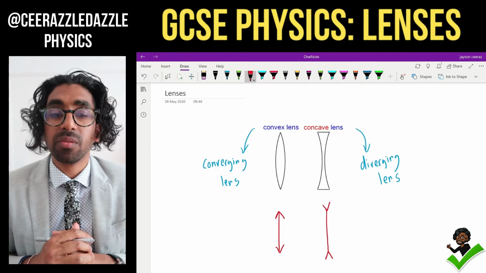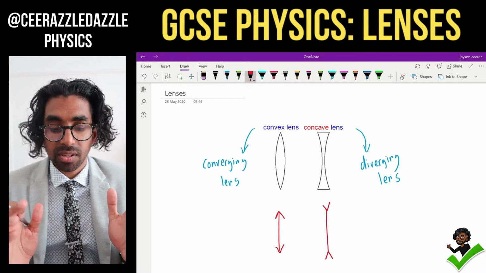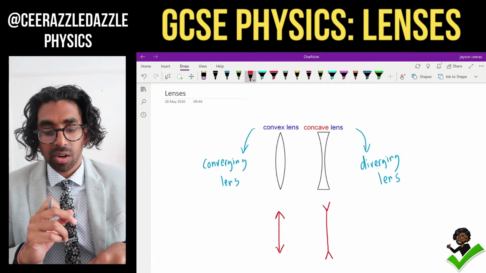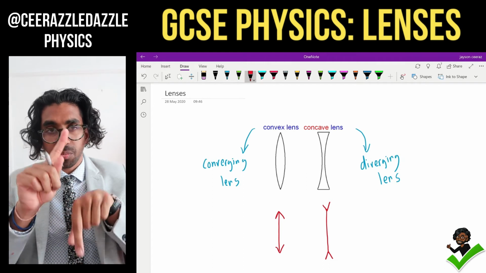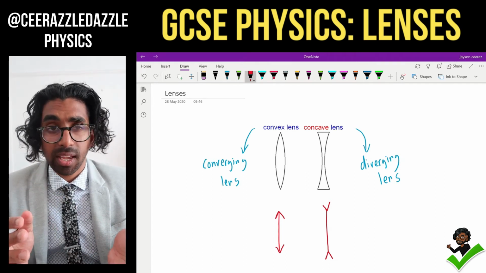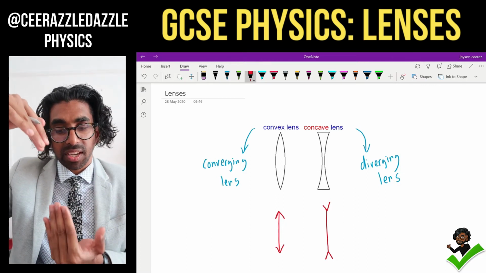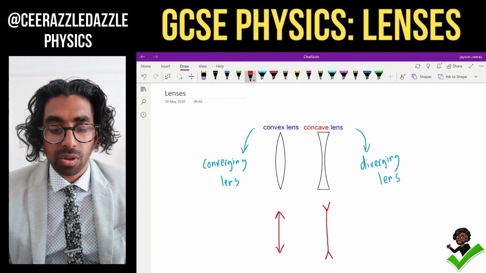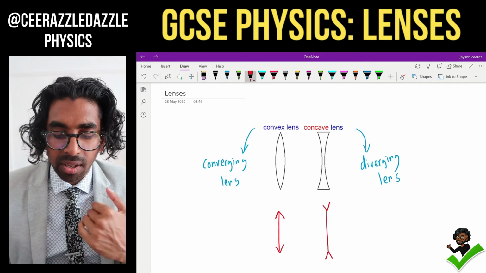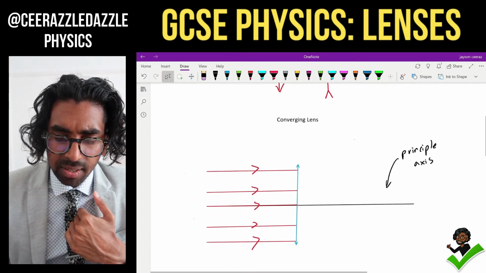Okay, so quick summary. Convex lens, fat in the middle, thin at the ends, represented by the arrows pointing away from each other. Concave lens, known as a diverging lens, the arrows are pointing inwards towards one another. So we've got convex and concave lens. Right, let's look at the following example.